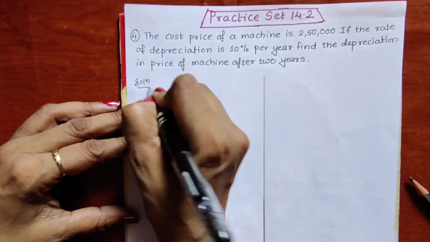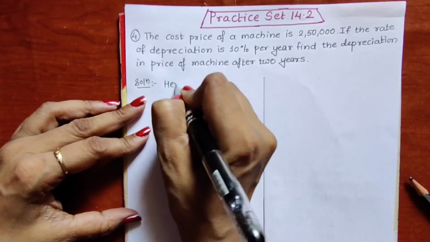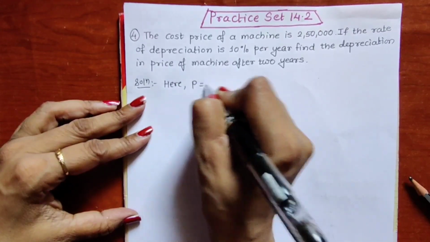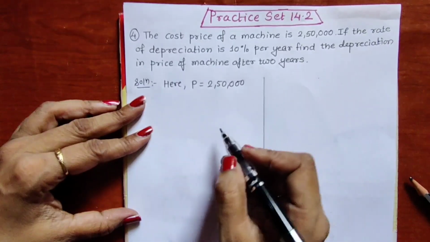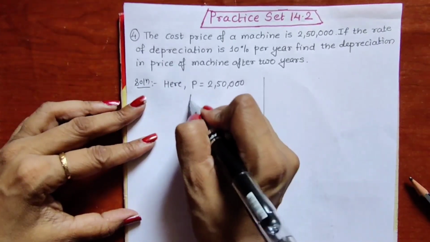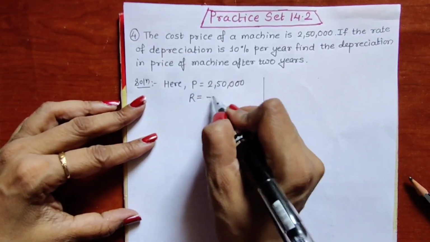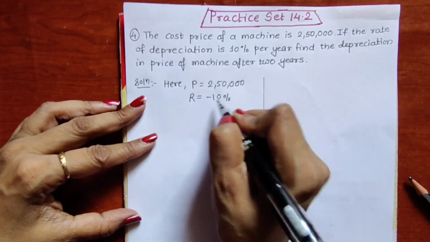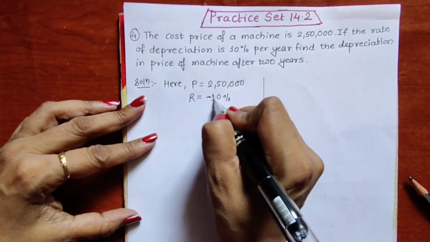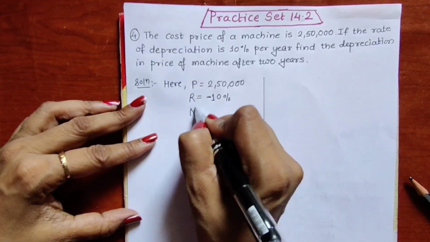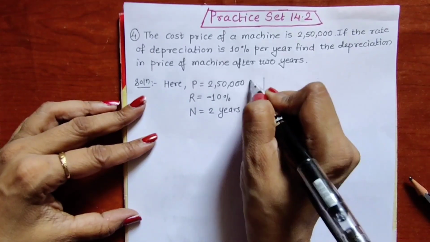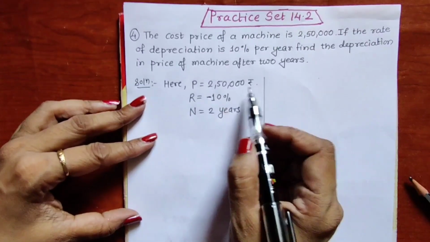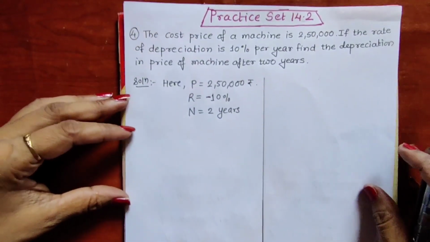Solution here. P is equal to 2,50,000 rupees. If you want you can write. Then rate of interest is minus 10%. Okay, it is in negative, we should write. And then after 2 years means number of years is 2 years. Here the value of machine is given, so we should write it in rupees.